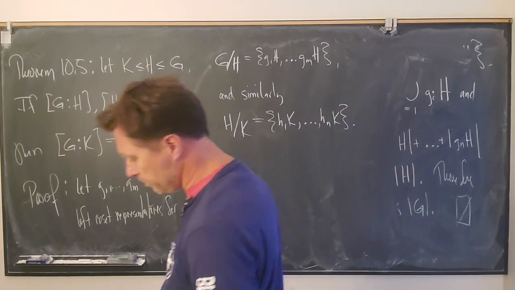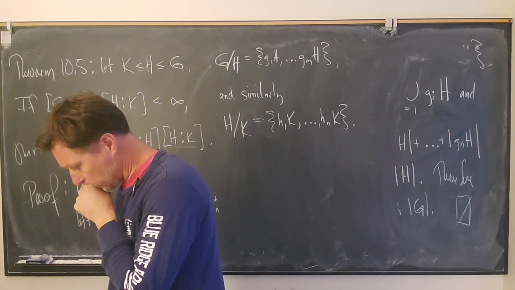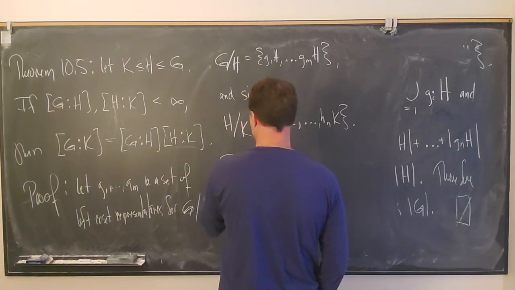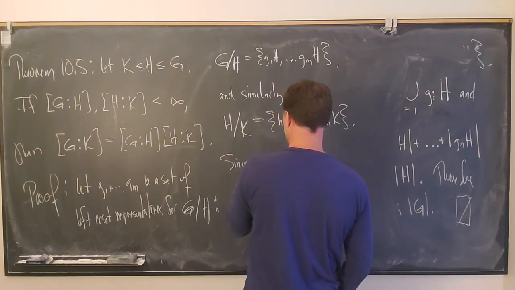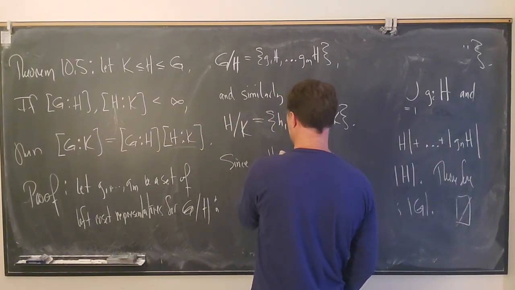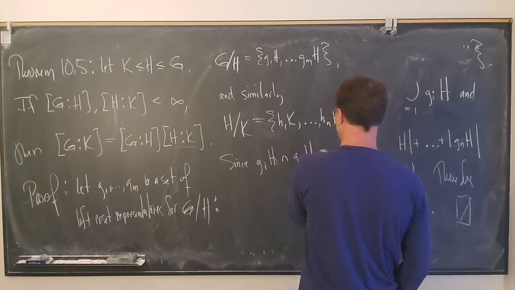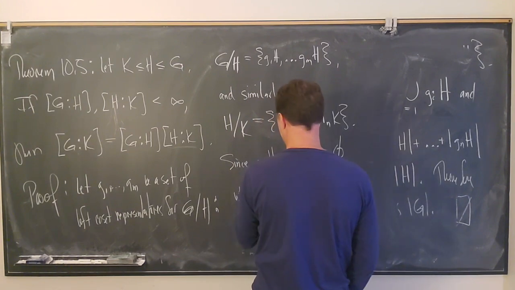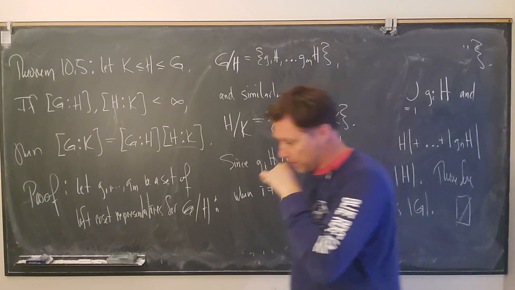So now, if we look at gi times H intersect gj times H, it is empty when i is not equal to j. So we have a pairwise disjoint collection right here.